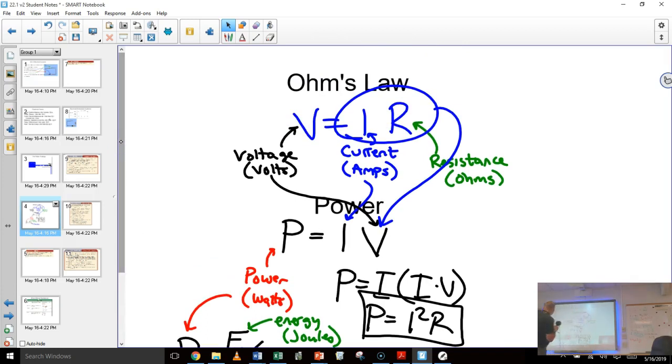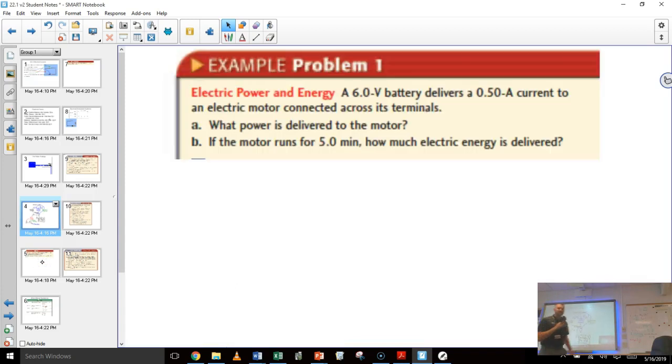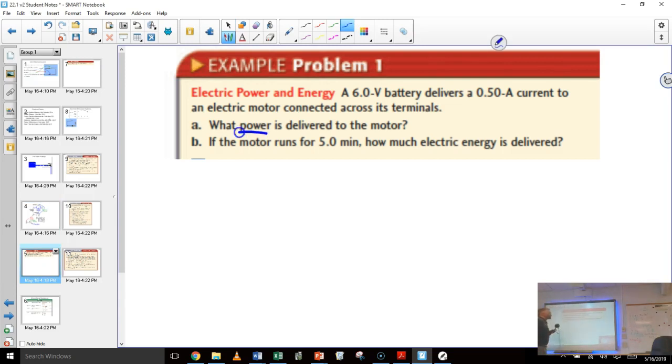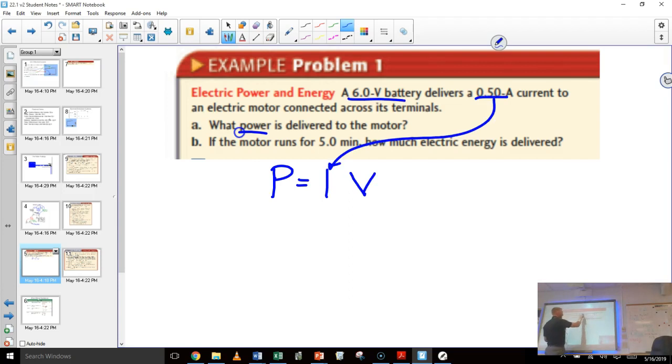So you just got three more tools in your toolbox. And let me give an example of how I would use this. This first one's kind of an insult to your intelligence. It says there's a 6-volt battery. It delivers 0.5 amps of current to an electric motor across its terminals. What's the power? So power is equal to the current times voltage. So current, voltage, 6 times 0.5 is 3 watts.